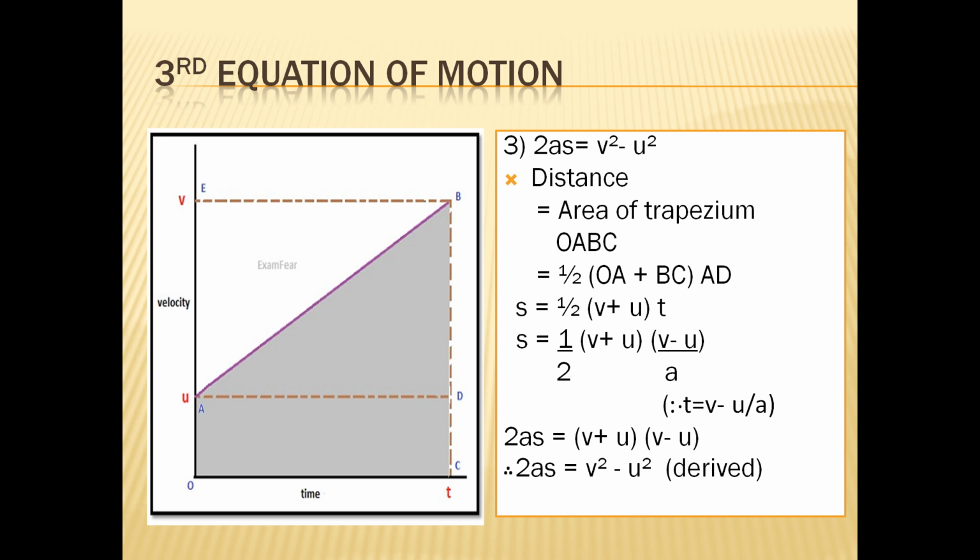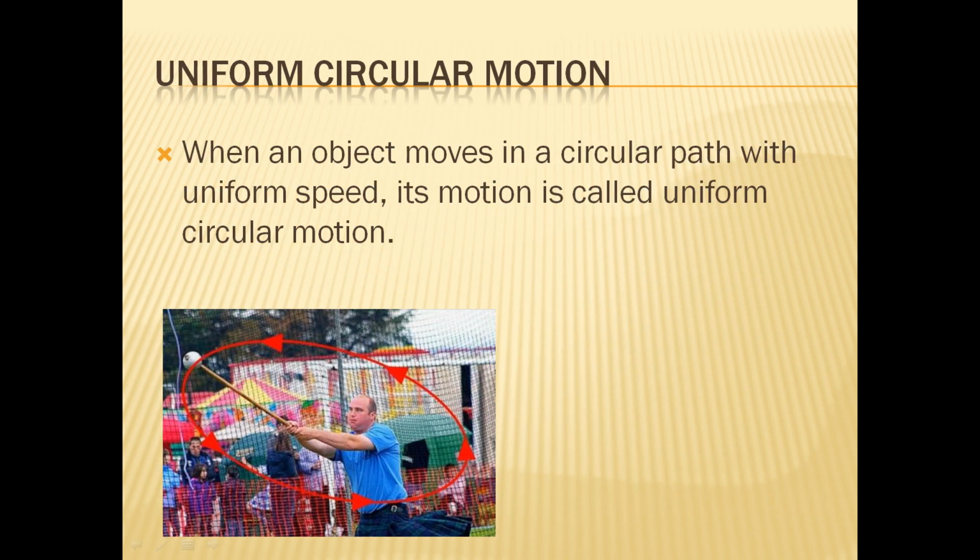Now this is the end of our chapter. The last topic that we are discussing is a small topic, that is uniform circular motion. In this we are not doing anything in detail. It's just an elementary idea of uniform circular motion that is shared with you. An object which moves in a circular path with uniform speed, that motion is known as uniform circular motion. Here in circular motion you have to see that at each point the object is changing its direction.